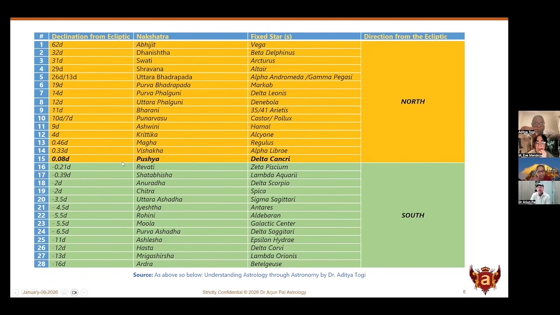Now, if you see here, Pushya, this is the ecliptic. So if you see Pushya and Revati are almost on the ecliptic. This is the declination. That's what you were saying. What is declination? Moving north and south is the declination. Now, if you see here, Abhijit, the declination is 62, which means plus 62, it is north. Dhanishta, 32. So can you actually see, Dhanishta, Shravana, and Swati, the declination is very high from the ecliptic. Ecliptic is the path of the sun.